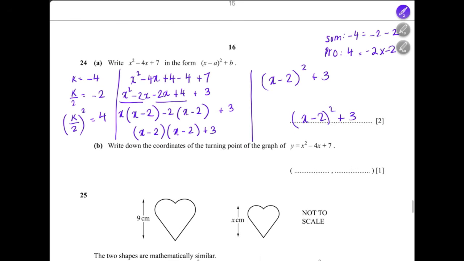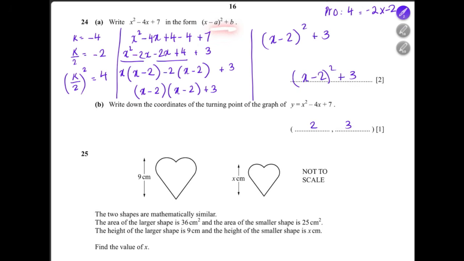Write down the coordinates of the turning point of y equals x squared minus 4x plus 7. You will write 2 and 3. A and b are the coordinates.